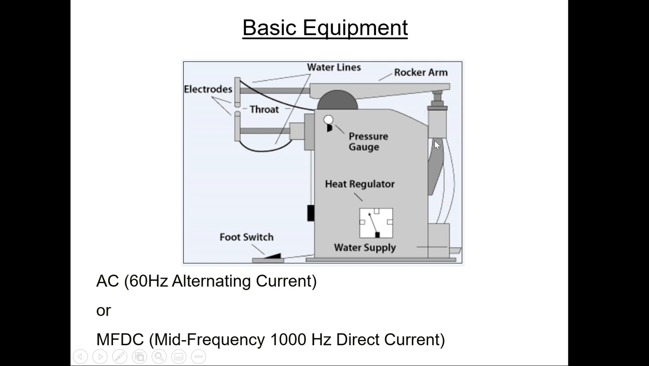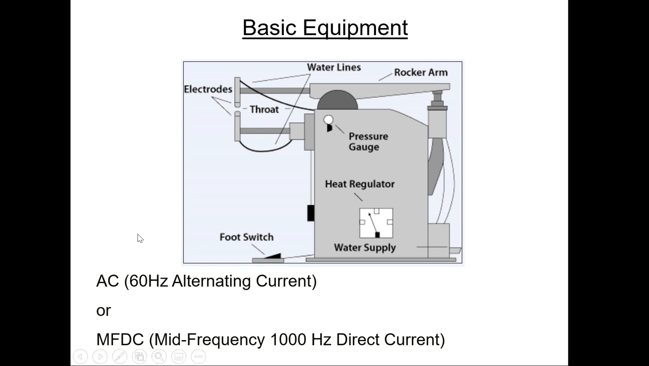This force is under such scrutiny. When it comes to the resistance welding process, you got to make sure that the force is correct every time. Hence, we have pressure gauges. And of course, we've got our heat regulator, which is our amp meter. And we got to have some sort of a water supply and a foot switch. Now, this is about as basic as it possibly gets.